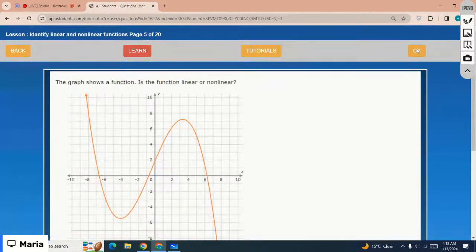Okay, the graph shows a function. Is the function linear or non-linear? The graph is not a straight line, right? So that means that is a non-linear function. For the linear function, it is important that the graph must be a straight line. So this isn't a straight line. That means this is a non-linear function. Got it?